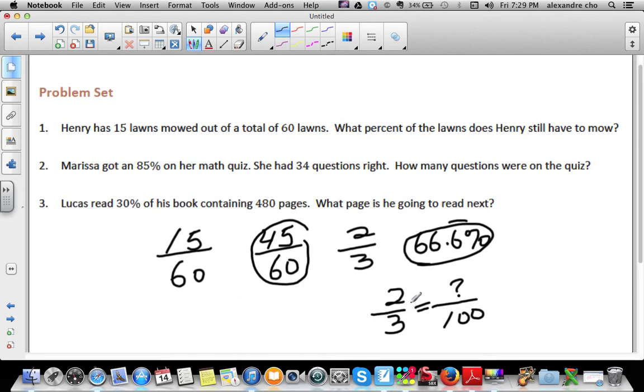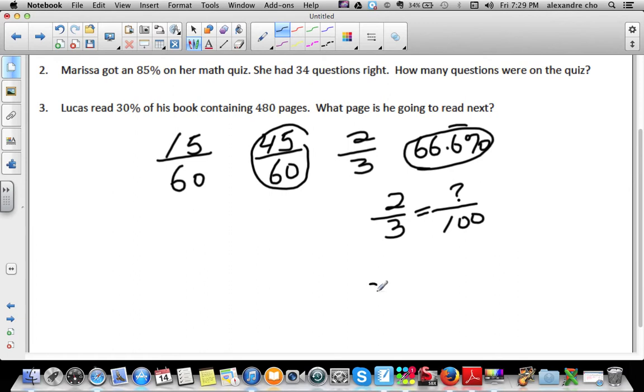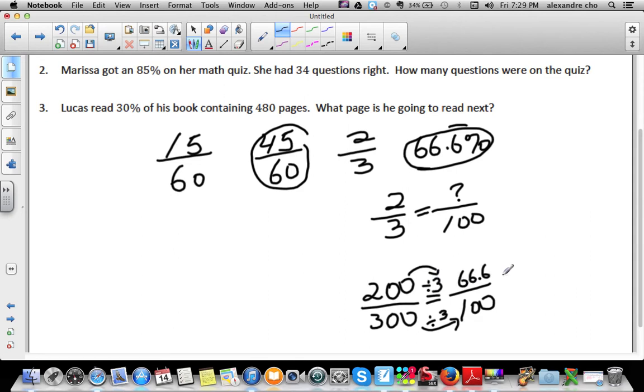And if you use a percent proportion, obviously there is no relationship between the 3 and the 100, but you can change this to an equivalent fraction. Instead of 2/3, you can say 200 over 300. How did I get 200 over 300? I multiply top and bottom by 100. And now there's a relationship. Going this way is divided by 3, and going this way is also divided by 3. And you're going to get basically the same answer, 66.6 dot dot dot goes forever. So the percent is the same. Alright.